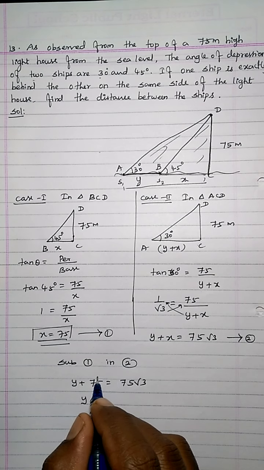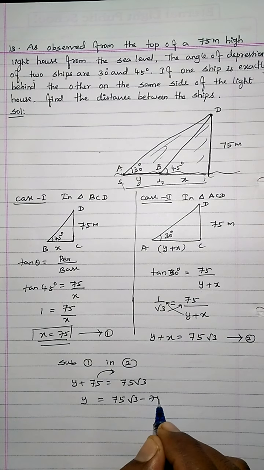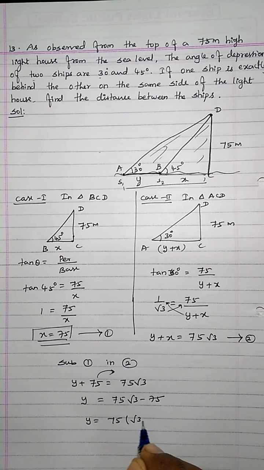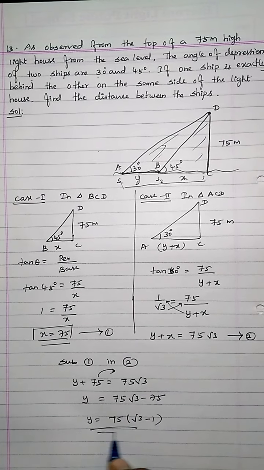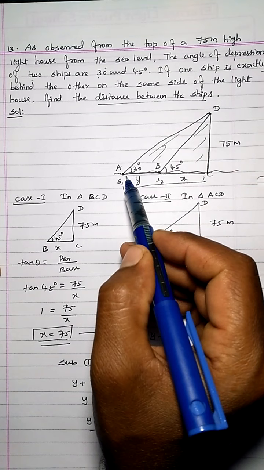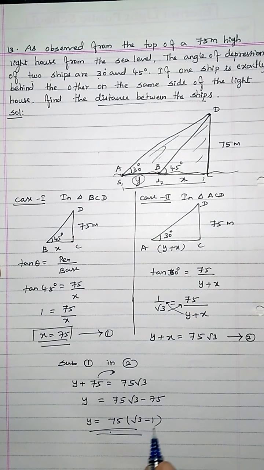Then if you substitute the y plus x value, we have 75 plus y equal to 75 root 3. If you want y, take plus 75 to the other side. Then it will become minus 75. So just take 75 common outside, then root 3 minus 1. So this only we have to find out. You see, find the distance between the ships. The distance between ship 1 and ship 2 we have taken as y. Therefore we got the y value.